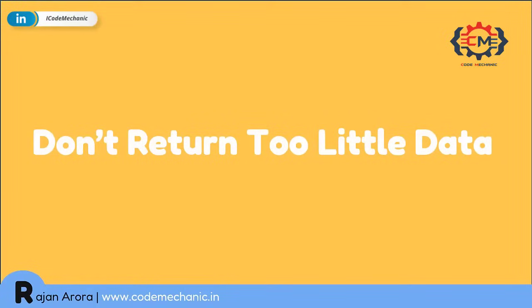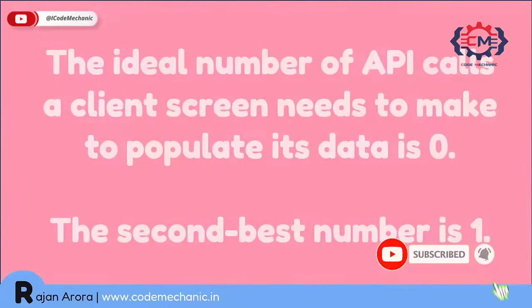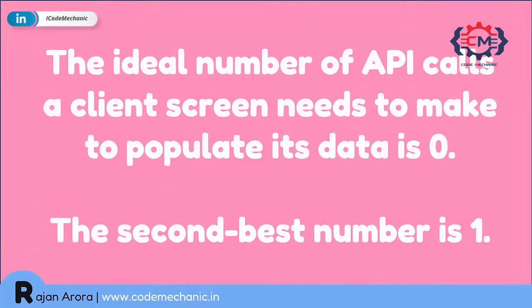How many API calls should a given screen of your client of your API need to make? Think about that for a second. Ideally, clients shouldn't have to make any API calls to get the data for a given screen. Making 0 calls will increase the speed and reliability of the screen in question dramatically.